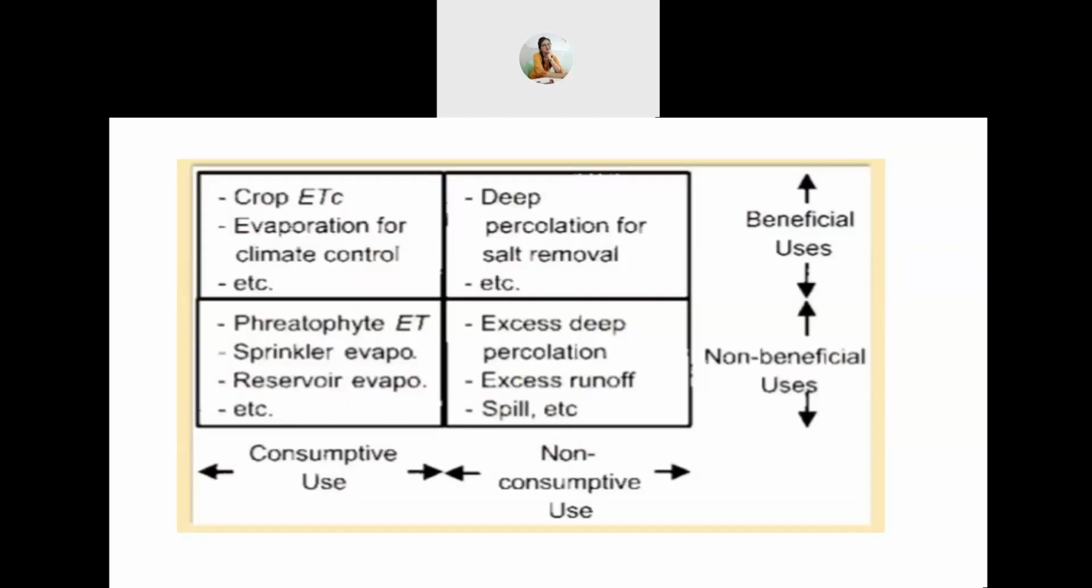So here is the diagram I have shown. For the first column, first block, you can see crop evapotranspiration, evaporation for climate control, etc. Then in the second box, vertically you can see phreatophyte evapotranspiration, sprinkler evapotranspiration, reservoir evapotranspiration, etc. These terms come under consumptive use. Now you can see the next block, which is deep percolation of soil removal, excess deep percolation, excess runoff, spill, etc. And these factors come under non-consumptive use. So the upper 2 blocks horizontally represent the beneficial uses, and the lower 2 blocks horizontally represent the non-beneficial uses. This diagram or figure may be important for examination purposes.